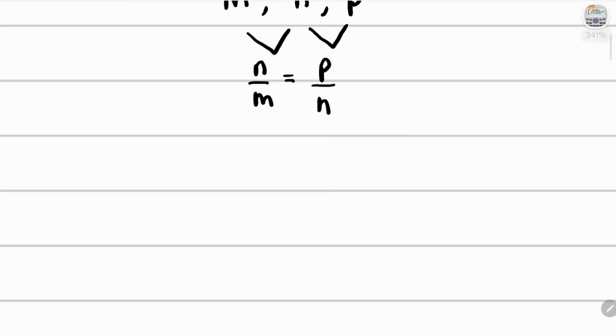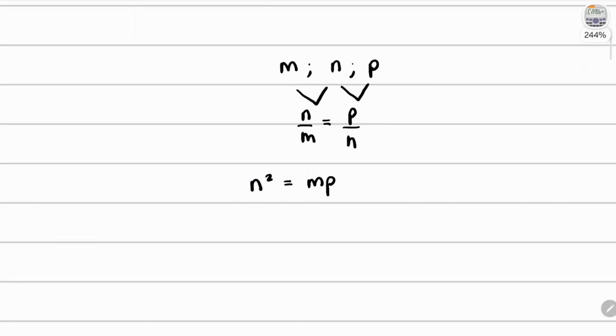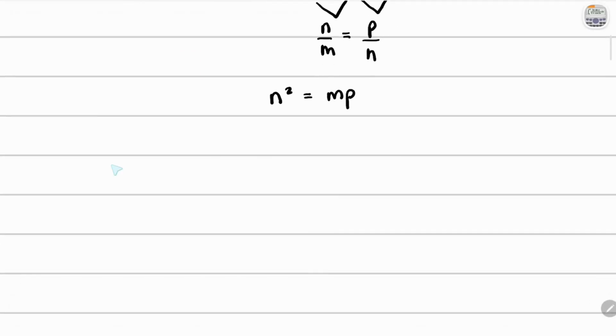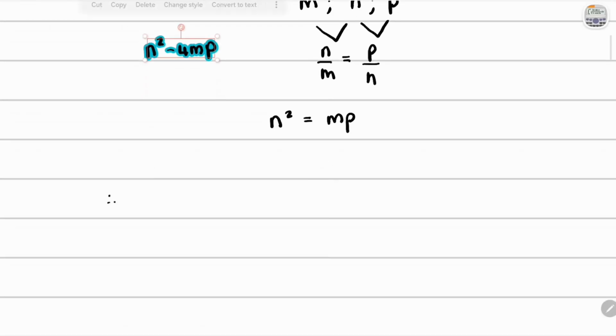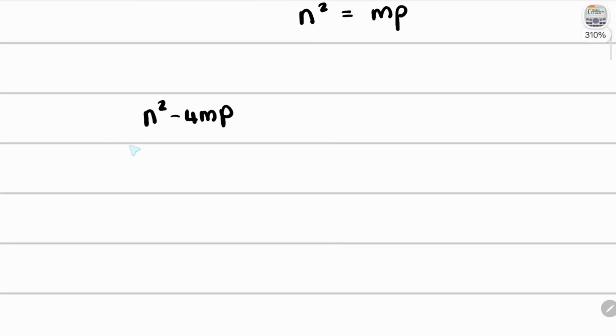Let's see what we can do with this equation. We can cross multiply to simplify. n times n gives us n squared, which is equal to m times p, which is mp. And this is a very important piece of information. The expression we're trying to simplify is n squared minus 4mp, and we found that n squared is equal to mp. So let's update it in our expression.